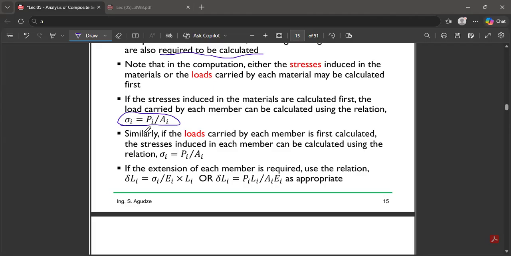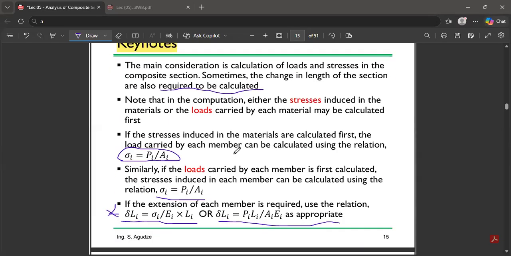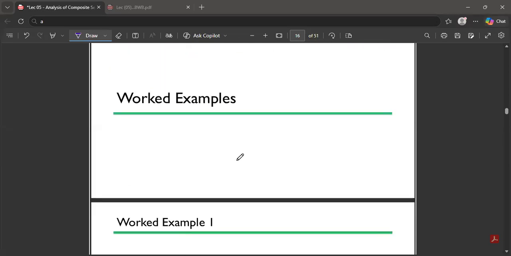Don't get confused. Similarly, if the load carried by each member is first calculated, the stress induced in each member can be calculated using the relation. This is as simple as that. And also, if the extension of each member is required, we use the relation you are seeing over here, just as we solved some time ago. So this is just a summary of whatever we've spoken about. We want to look at some examples.